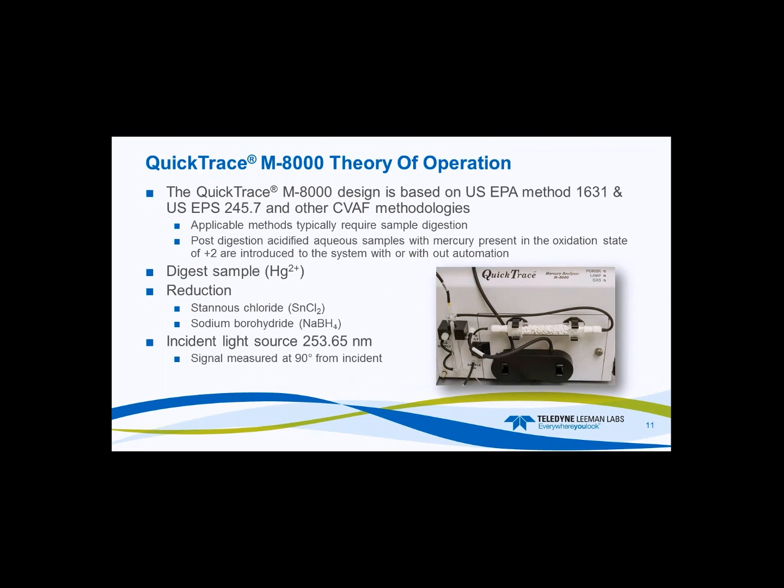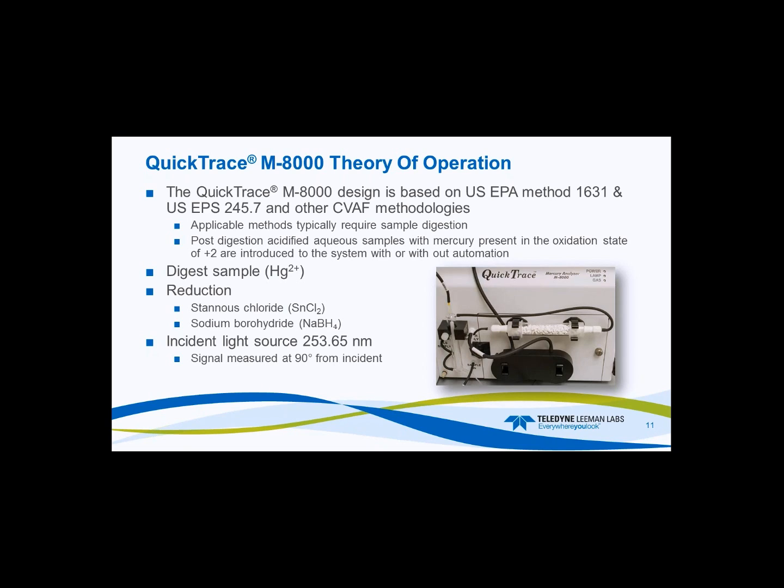So a little bit about the theory. The QuickTrace M8000 is designed on, like I stated earlier, 1631 and US EPA 245.7 and other atomic fluorescent methodologies. Applicable methods typically require some type of digestion, whether it's ambient room digestion or a heat digestion with other types of chemicals to ensure that the mercury is in the +2 phase, but typically a digestion is required.